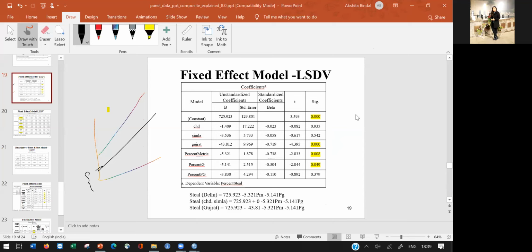Okay. Any more questions regarding the theoretical aspect, the practical aspect, or the SPSS, any command which was not clear?